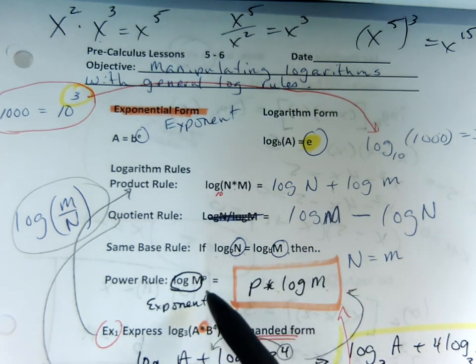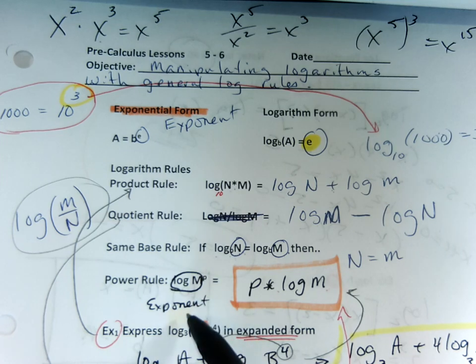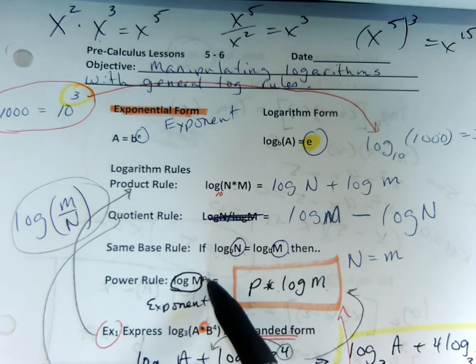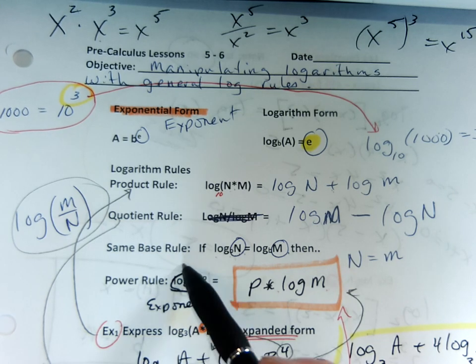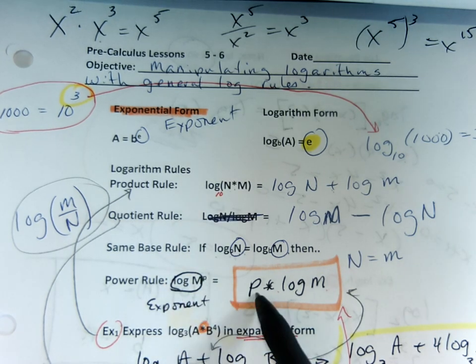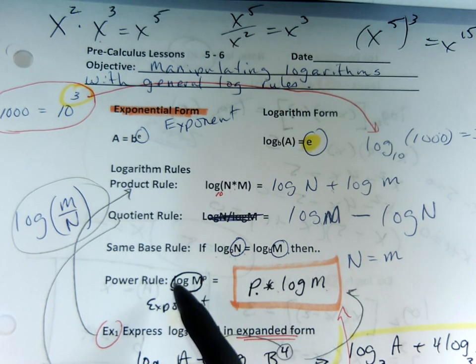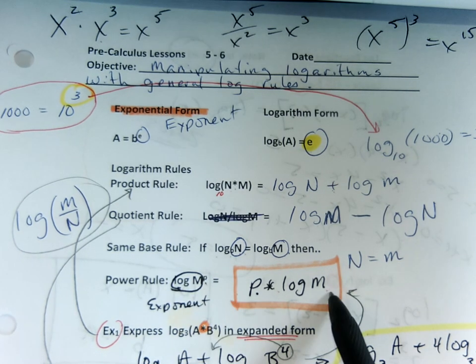The last rule, which we use the most, is the power rule. If you have an exponent to an exponent, or if you have a log to an exponent, you can float the exponent down. You bring the exponent down, bring it out in front, and multiply, because you really do have an exponent to an exponent, so you multiply exponents, okay?